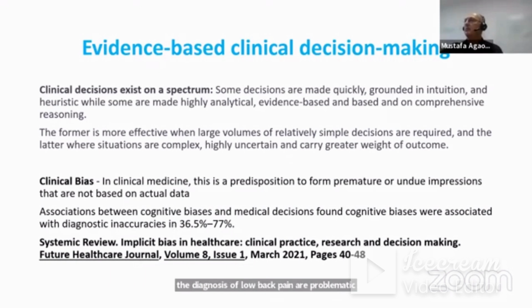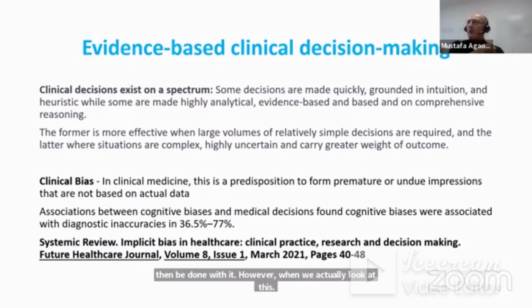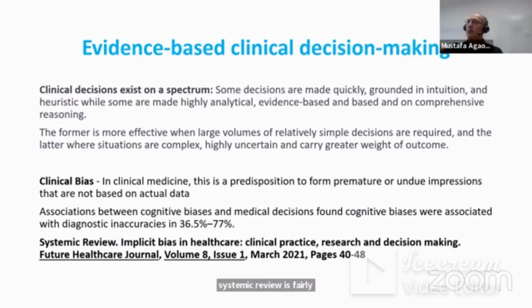Us chiropractors are, from my perspective, to be blamed significantly, because to us, everything is a restricted joint. So we just want to manipulate it, we want to move it, and then be done with it. However, when we look at this systematic review, and it's fairly new, overall in the greater medical profession, associations between cognitive biases reach up to 36.5% to 77%. If we just go by this percentage, it's very likely that all of us in this room will misdiagnose with our initial entry to the patient and then potentially correct our diagnosis.